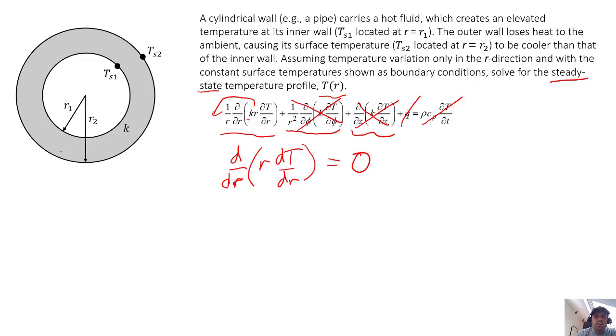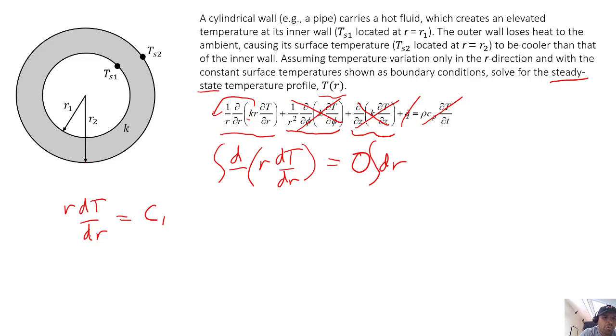So let's begin to separate and integrate. So we would multiply both sides by dr, the differential change in radius. We would then integrate both sides, so we get r times dT/dr is equal to the integral of 0, which is just 0, but we do pick up a constant of integration as we integrate. Okay, so now let's rearrange and do this again.